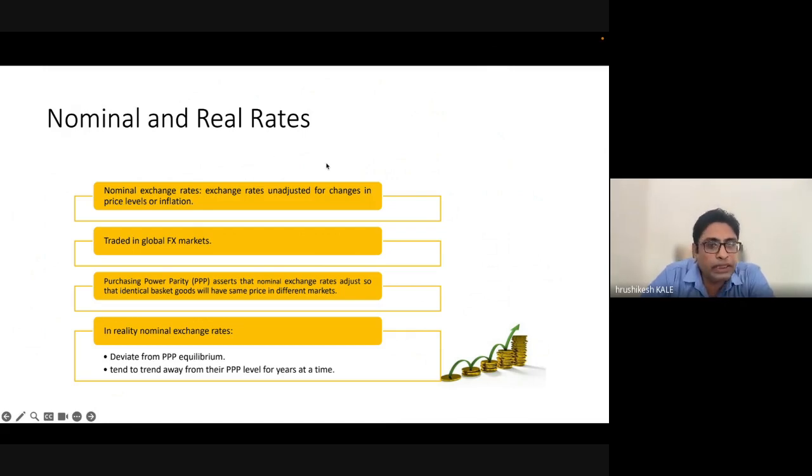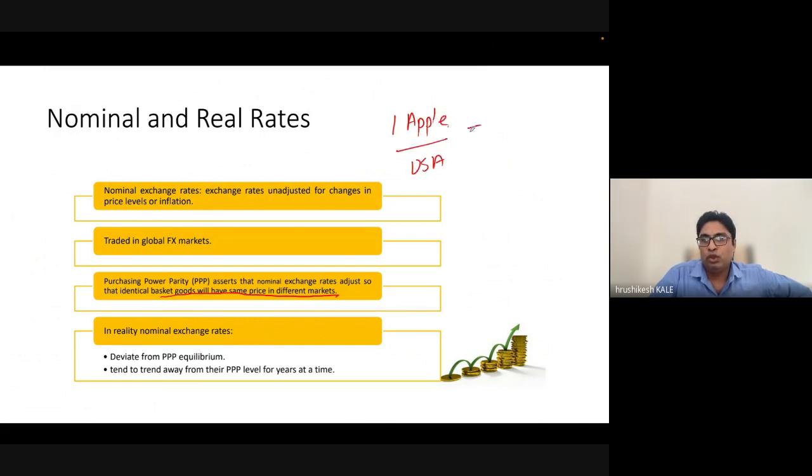So, the basic idea of purchasing power parity is that an identical basket of goods will have the same price in different markets or different countries. If taxes are ignored and transaction costs are ignored, then one apple in USA should cost equal to one apple in India. That's the basis of purchasing power parity.